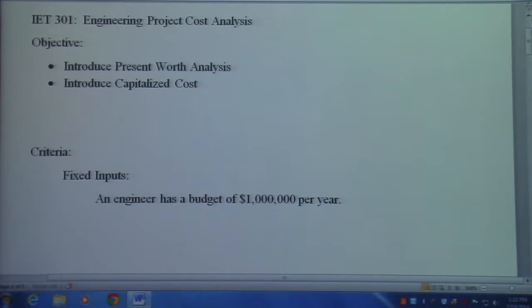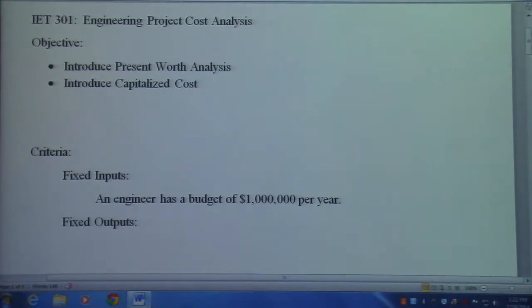The other criteria can be that we have fixed outputs. An example of this may be that a production facility can only produce X number of units per year. In this case, what we're going to want to do is minimize the costs. If we can only make so much possible money off of a resource or a product line or whatever the case might be, it makes sense that since our output is fixed, we're going to try to minimize the inputs.